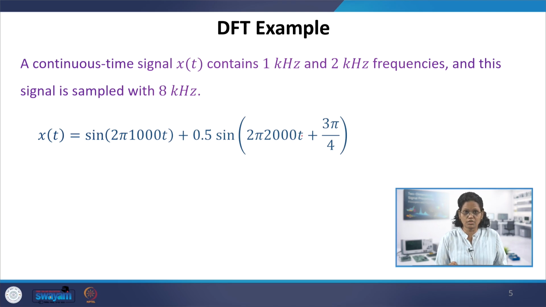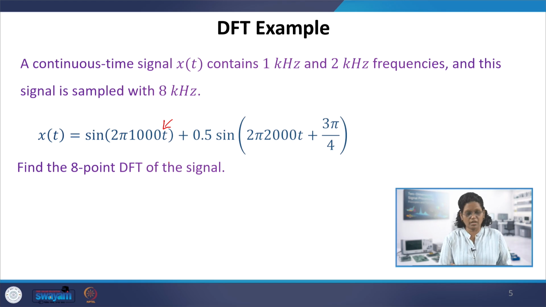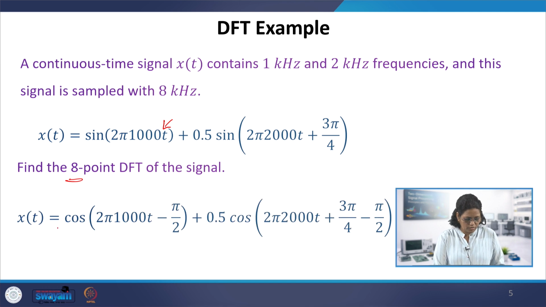So this is a signal which is given in continuous time. We sample it by putting t equal to nTs, where Ts would be 1 by 8 kilohertz, and we can get x of n from that. Before doing the sampling, we want to find the 8-point DFT, for example. This can be any N-point DFT. In the given example, N is equal to 8.